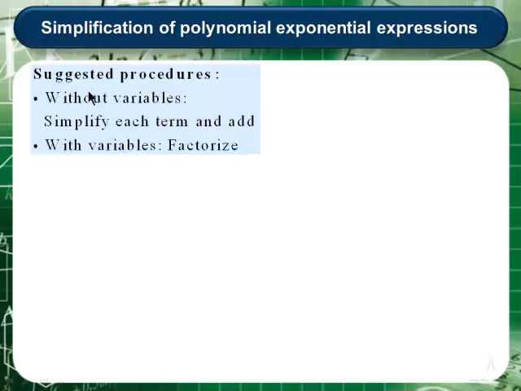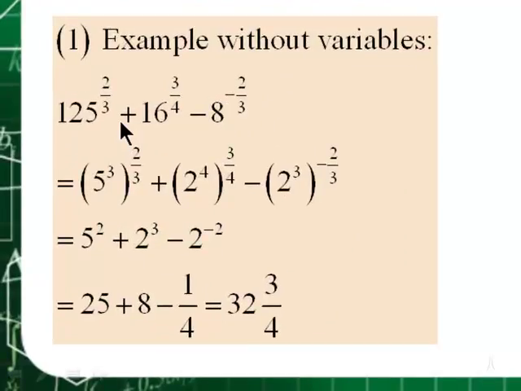Secondly, we look at the simplification of polynomial expressions, exponential expressions. Now, the word poly means more than one. So what is the suggested procedure? If there are no variables, we use the previous strategy to simplify each term and then add. And if there are variables, you need to factorize. So in this first example, clearly there are no variables, it's all numerical numbers. So we apply the previous procedure to each of the three terms.